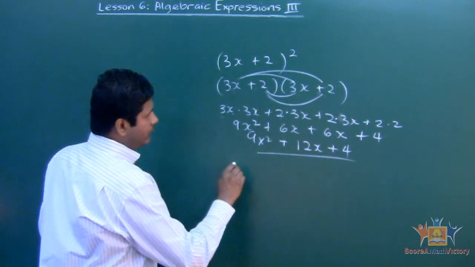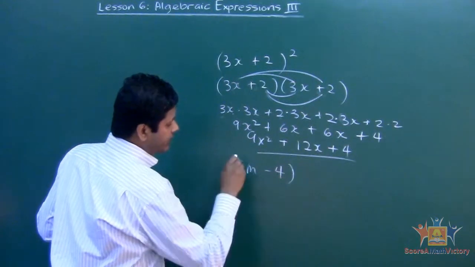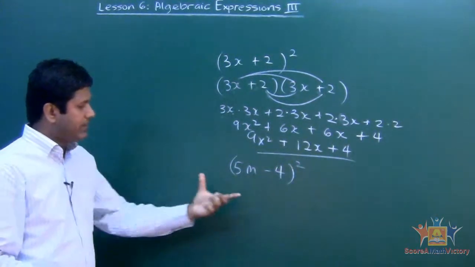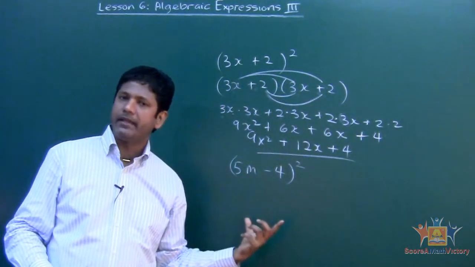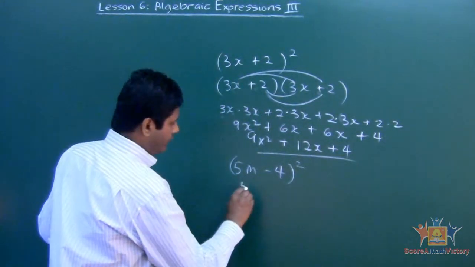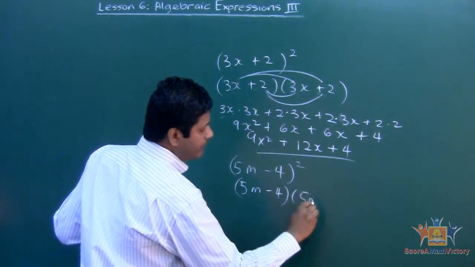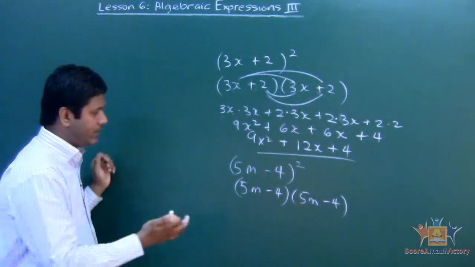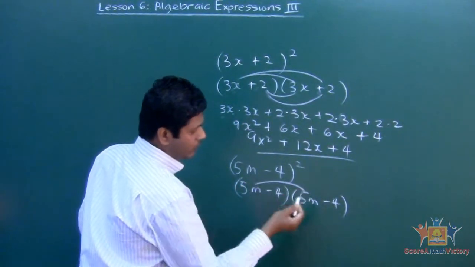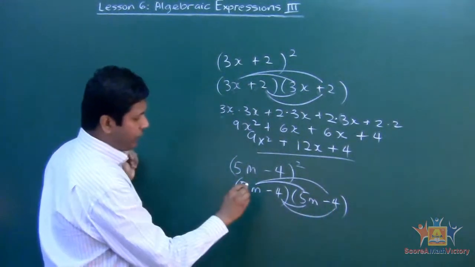Let's see if I give you 5m minus 4 to the second power. So what does that mean? I'm repeating 5m minus 4 twice and I'm multiplying it. In other words, 5m minus 4 times 5m minus 4. Now I'm expanding it. Go to that one, and then go to that one, and then go to that one, and then follow the line.